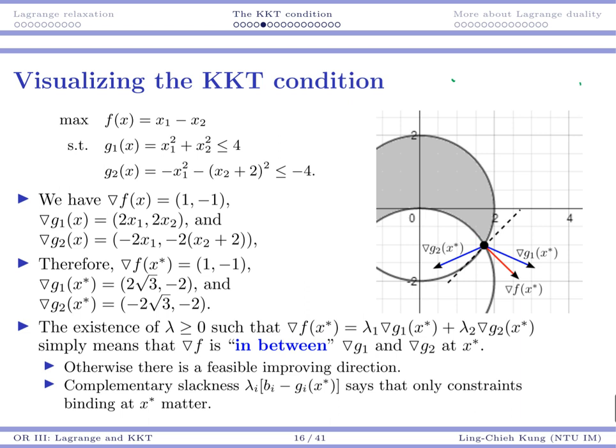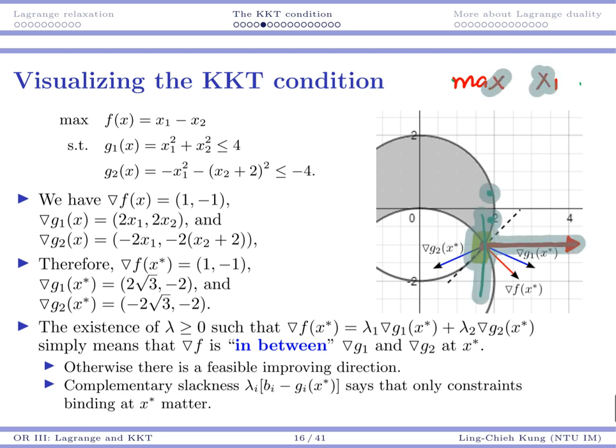But for example, suppose the objective function is actually maximize x1. Then your improving direction would be this direction. Your gradient would be here. The gradient is not inside your two gradients with respect to G1 and G2. And what does that mean? That means the current solution is indeed not optimal, because while the current solution is just here, you still have other solutions that are actually better.